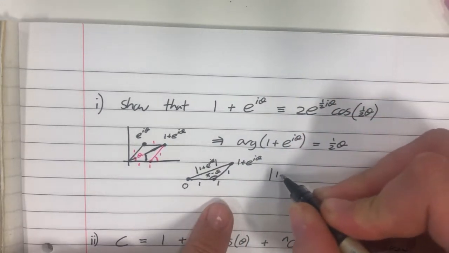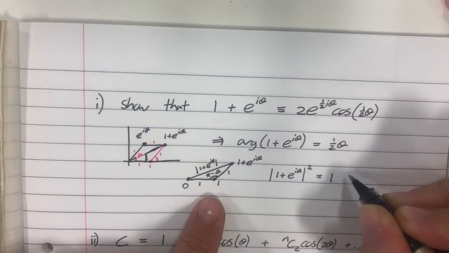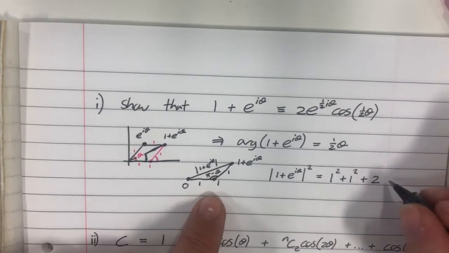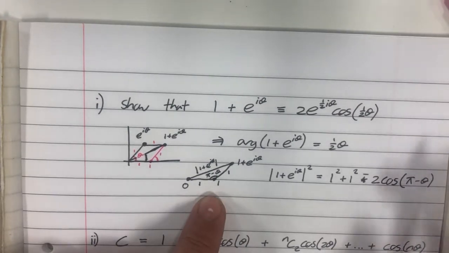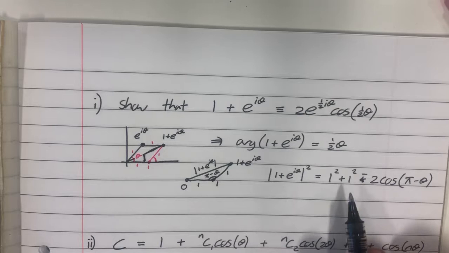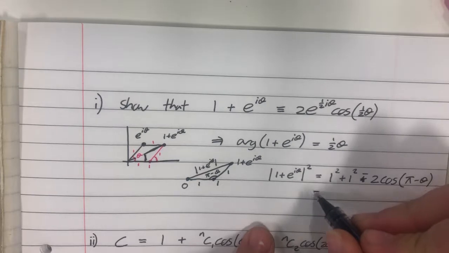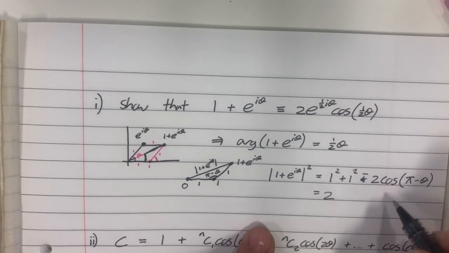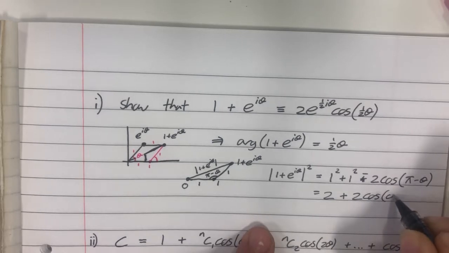So the modulus of 1 plus e to the i theta squared is equal to 1 squared plus 1 squared minus 2 times 1 times 1 times the cosine of the angle in between them, which is pi minus theta. So that's kind of a squared equals b squared plus c squared minus 2bc cos A. The 1 squareds come together to give 2. And cos of pi minus theta is the same as minus cos of theta. So that becomes plus 2 cos theta.